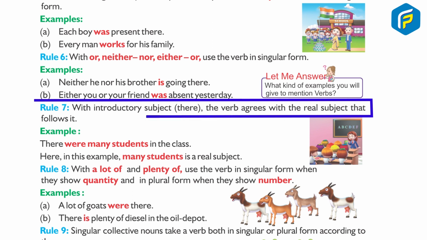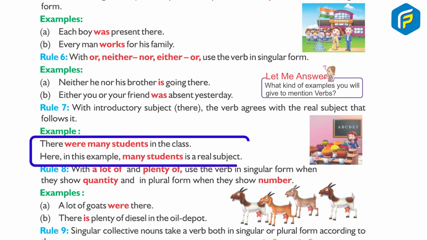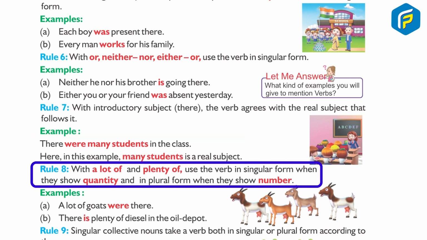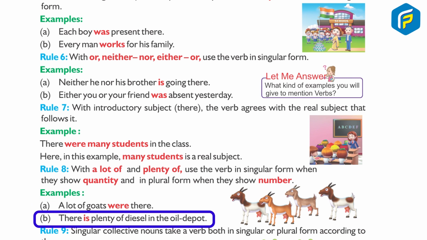Rule 7. With an introductory subject there, the verb agrees with the real subject that follows it. Example: There were many students in the class. Here in this example, many students is the real subject. Rule 8. With a lot of and plenty of, use the verb in singular form when they show quantity and in plural form when they show number. Examples: A. A lot of goats were there. B. There is plenty of diesel in the oil depot.